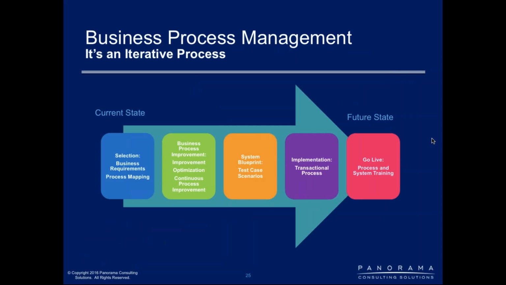And then if you look at the overall business process management, it's important to note that it's an iterative process. You start with your current state on the left, you get to your future state on the right, but there's a lot of steps in between. You start with, generally during an evaluation and selection stage, you might be looking at your general requirements and your process maps. But then when you get into the next steps of your project, you'll start to look at process improvements and optimization. And then when you get into system blueprint, that's where you get into more detail, defining your test cases and whatnot. During actual implementation, that's where the processes become transactionally real. They're actually there. They're available for people to use.